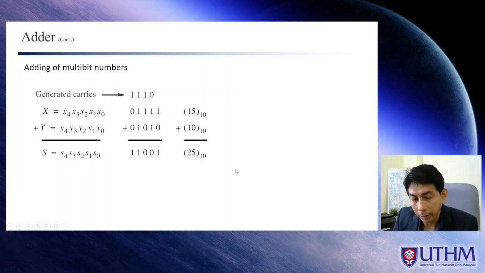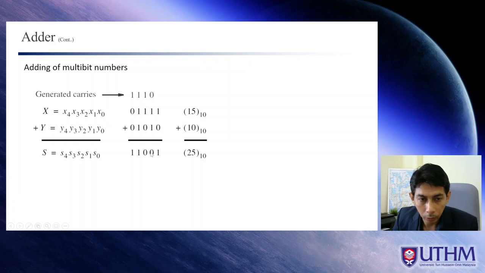How if we want to add multiple bit number, right? More than 1-bit, 2-bit, 3-bit, 4-bit, and so on. So by hand calculation, we can do just like this, right? Where if you have X and this X is 5-bit, Y is 5-bit, X0 to X4, Y0 to Y4, and S, the output is 5-bit also. And let's, for example, if you have X is 15, and Y, 10, and we add. So when we add 1 plus 0, we have 1, and we have 0 carry.